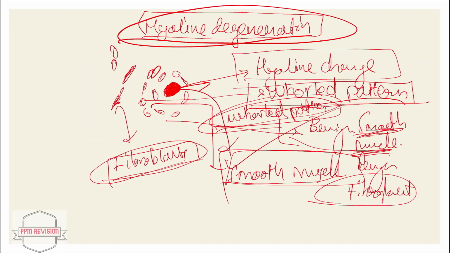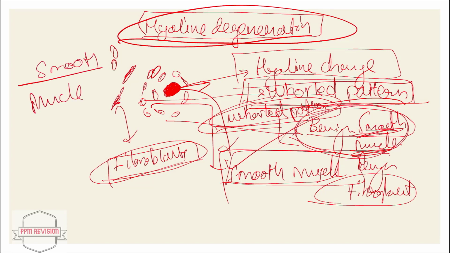Moving ahead, we'll be looking at hyaline degeneration. As mentioned earlier, there's a small dot, that's the hyaline change, and surrounding the hyaline change there is a whorl pattern. Okay, and there are benign smooth muscles also, the smooth muscle surrounding it, and there's presence of fibroblasts. These are the fibroblasts, right?